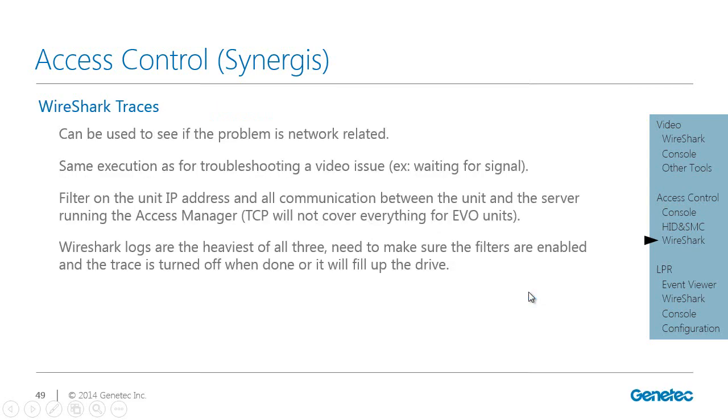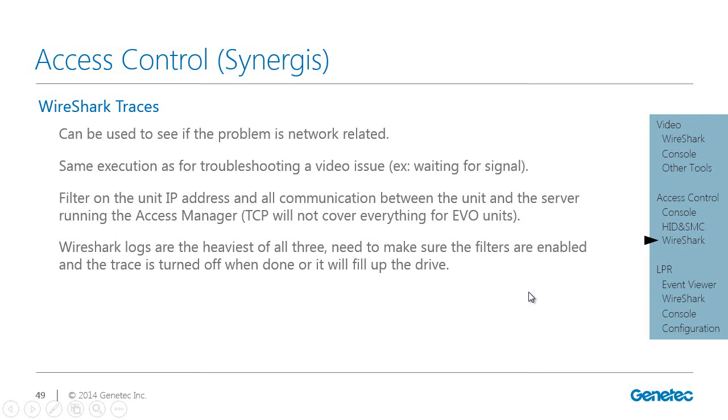So let's take a quick look at the last section on Wireshark Traces. These are used to see if the problem is network related. So the execution of the network trace is the same as anything you'd use for something like a video issue, like waiting for signal. You basically just need to filter the Wireshark trace on the IP address of the unit, and you'll see all communication between the unit and the server hosting the access manager role.